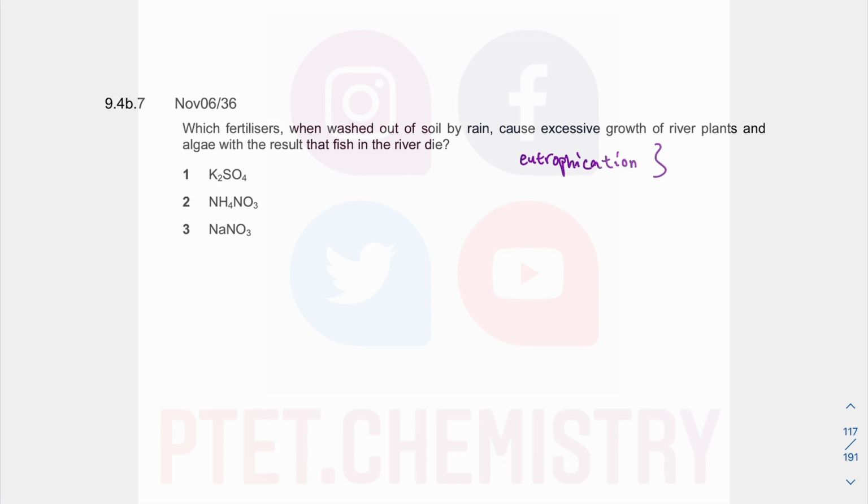So we're talking about the nitrates. Okay, it's the nitrates. We are talking about the nitrates that really promote the excessive growth of algae. I don't know exactly how you pronounce it, but whichever one you like to pronounce it as, that will be alright. So it's to do with the nitrate and not to do with the potassium or the sulfate. Of course, all potassium salts are soluble as well, so they get washed down, but it's the nitrate that causes the excessive growth of the river plants as well as the algae. Alright, so there's option C there.